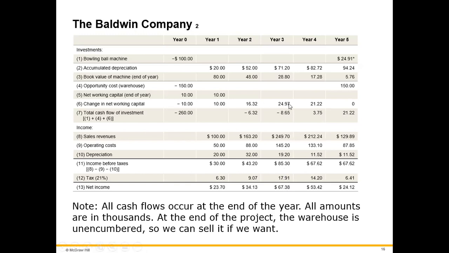Net working capital needs for the end of year 3 will be 10% of sales revenue. So 24,970. An increase of $8,650. Since the working capital needs increased, that means we'll be spending more money for more assets. 8,650. Accumulated depreciation at the end of year 2 was 52,000. We just added another 19,200. So now it's at 71,200. 100,000 minus 71,200 gives us a book value of 28,800.